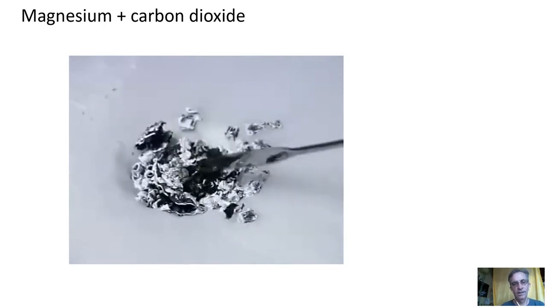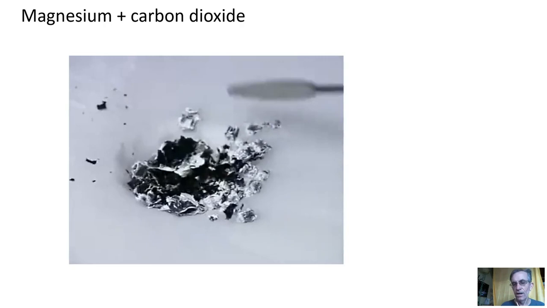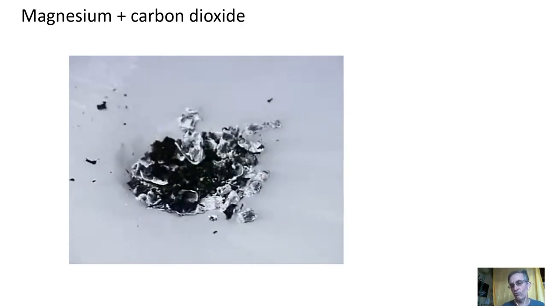All right. Magnesium oxide and carbon. The black stuff is carbon. Now that we've seen that reaction, let's try to write it out.